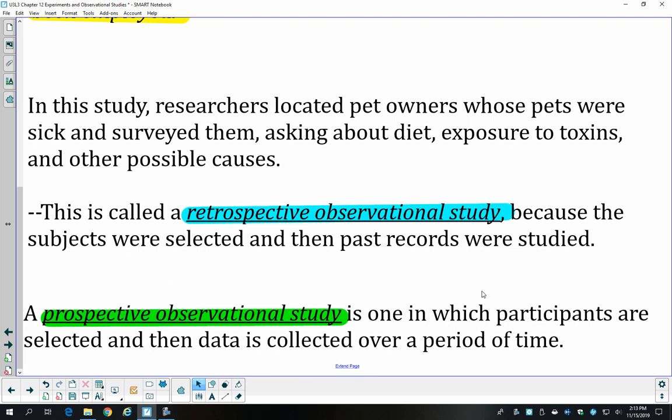But that might be hard to do because they might select dogs and cats that just are not going to get kidney failure. It's better in this case to have looked at the pets that already had it.